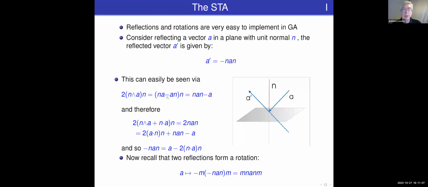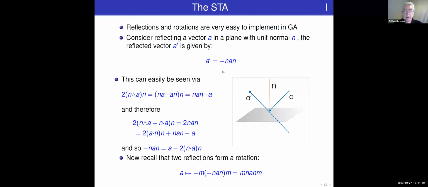There's a little manipulation here, which I won't go through in detail, but it just involves expanding out what we've already got. We know n wedge A is half (nA minus An). We know that n wedge A plus n dot A is equal to nA. Those two facts together tell you that minus nAn is indeed A minus 2 (n dot A) n. And so this is very basic and useful. It's telling us that we reflect by sandwiching with unit vectors, and there's a minus sign that happens to come in.